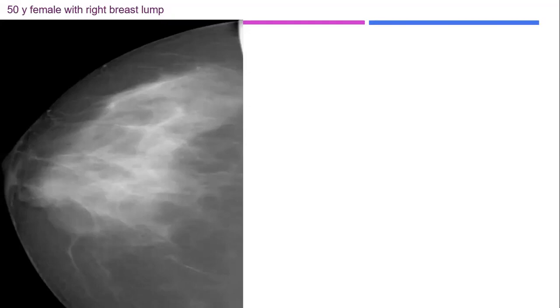Even if it is circumscribed, in this 50-year-old with a palpable abnormality we have to consider it at least BIRADS 4A and proceed to ultrasound. For palpable lesions, we do not consider it as 3. We have to work it up, upgrade or downgrade the lesions. So we have to proceed to ultrasound.